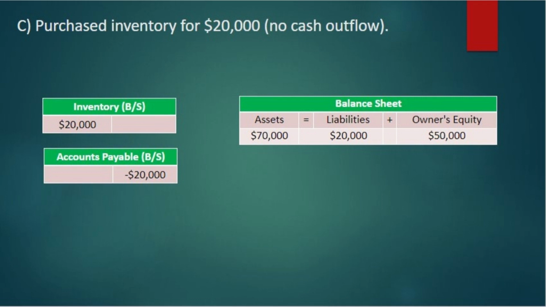We debit $20,000 in our asset account for inventory, against accounts payable. Our total assets value went up by $20,000, compensated by an increase of liabilities for the same amount. No change in owner's equity.